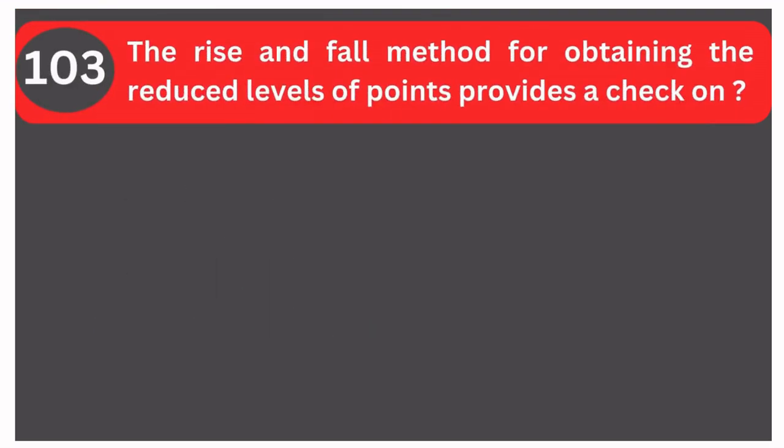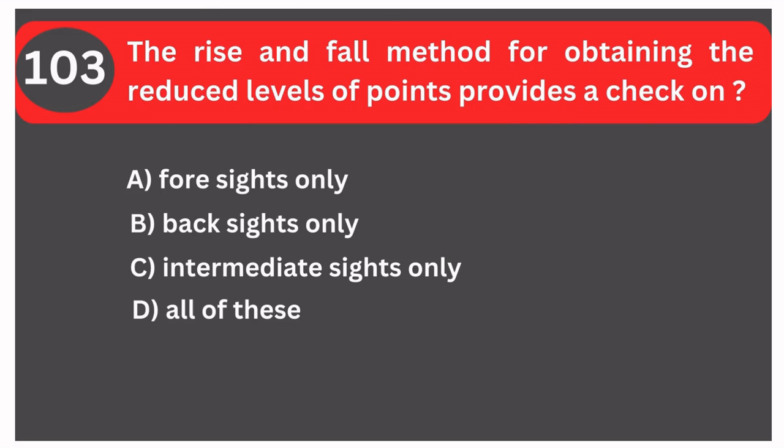The rise and fall method for obtaining the reduced levels of points provides a check on. Options: A. Foresights only. B. Backsights only. C. Intermediate sights only. D. All of these. Answer: D. All of these.